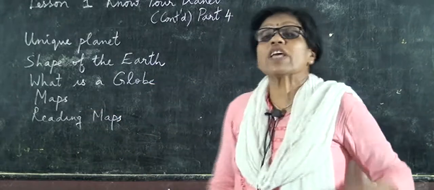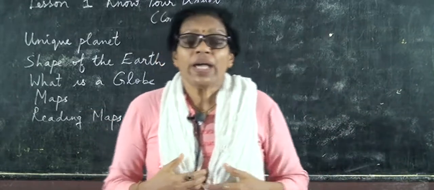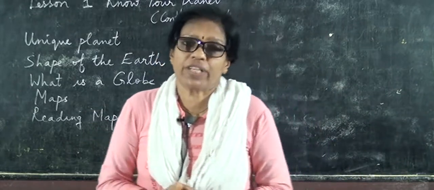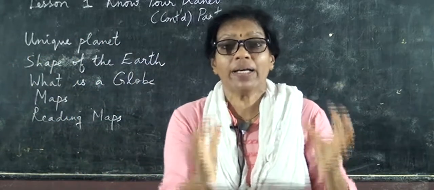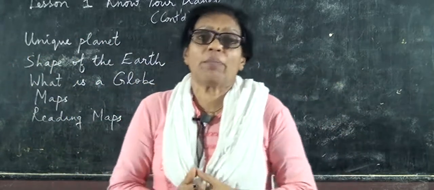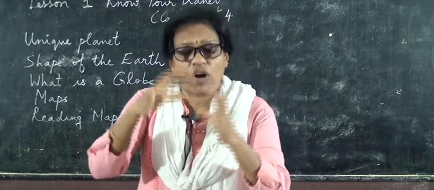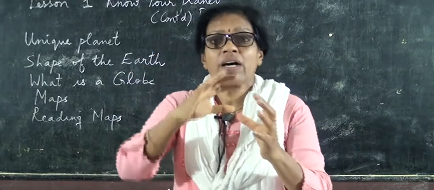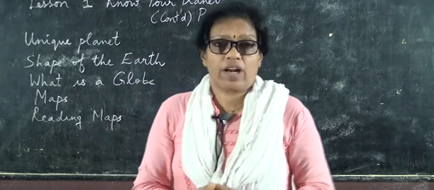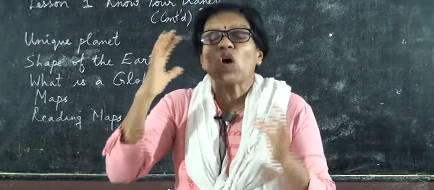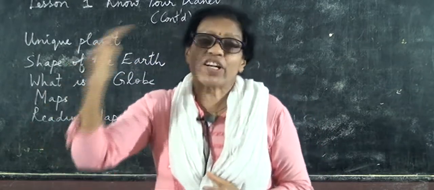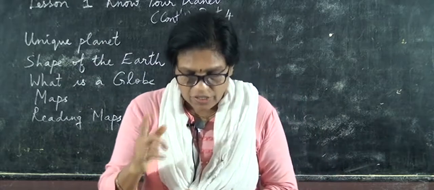The next is, what is a globe? A globe is the model of the earth, correct. The globe is a form that looks just like the earth. That's why it is called the model of the earth. And on that model we can see the oceans, continents and all. Now you all know there are 5 oceans and 7 continents. That I will tell you later.